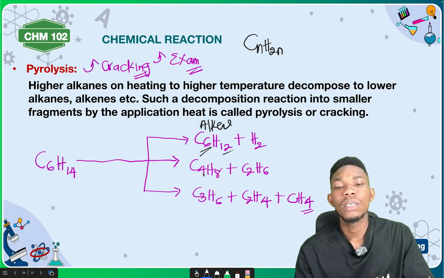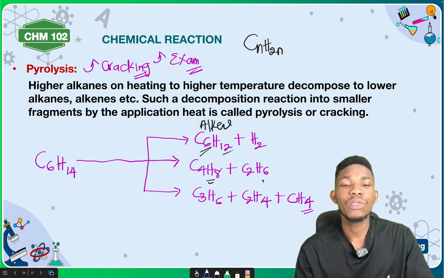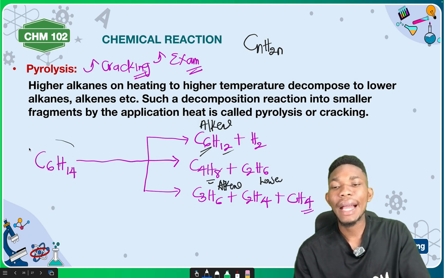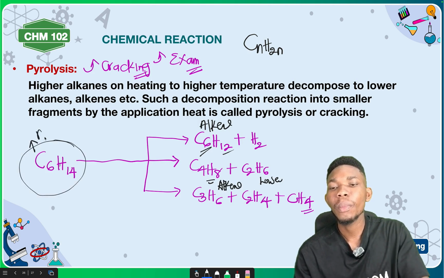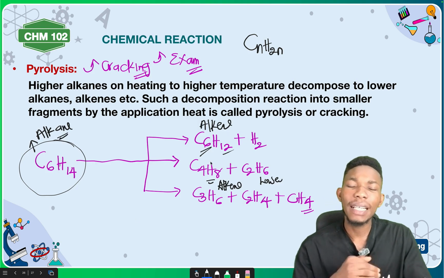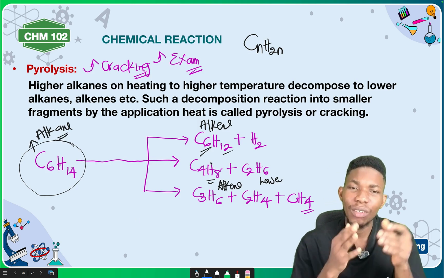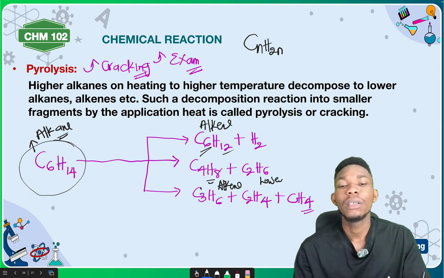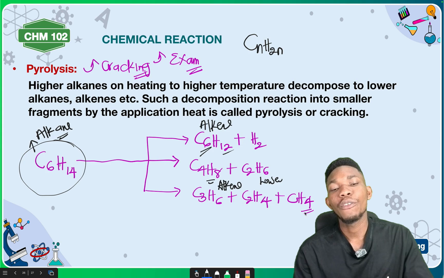Then this one, C4H8, this is an alkene too, it follows the general formula. And C2H6, this is an alkane. So this is a lower alkane, and then this is what? An alkene. So when they give you an alkane, and then you see that they now broke it down to start giving you something like an alkene and lower compounds, know that that reaction is what? Pyrolysis or cracking.